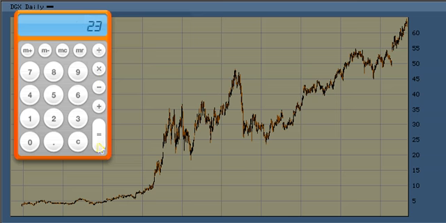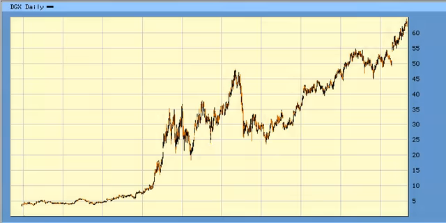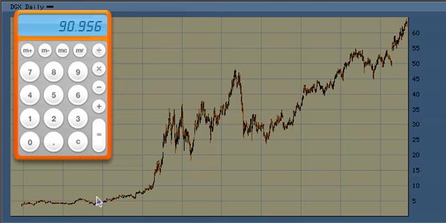Plus 23. Highest target in the third wave is 91. Look at that, it's perfect. I'm gonna actually trade this one. See, wave one, wave two, pattern break, wave three. Highest target 91. That's a wrap.